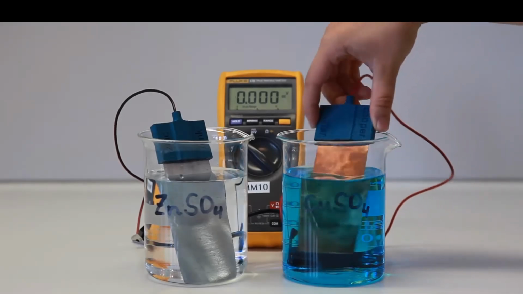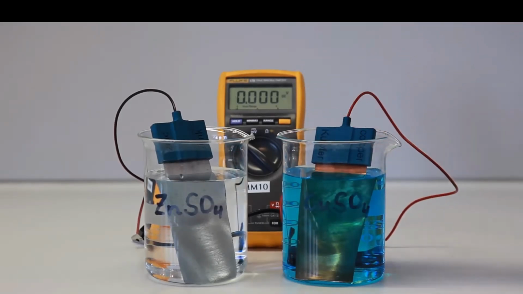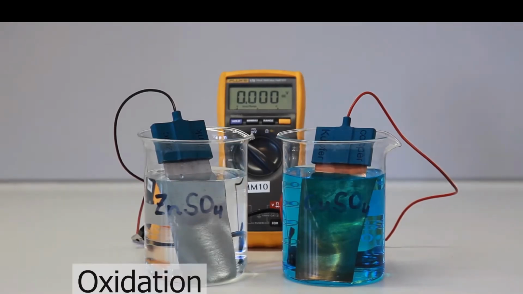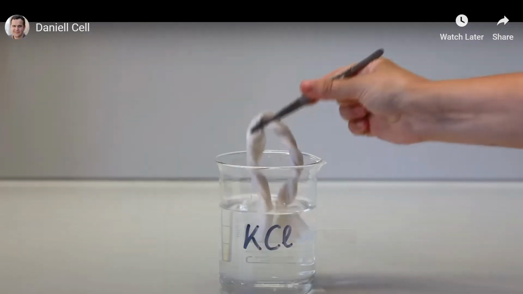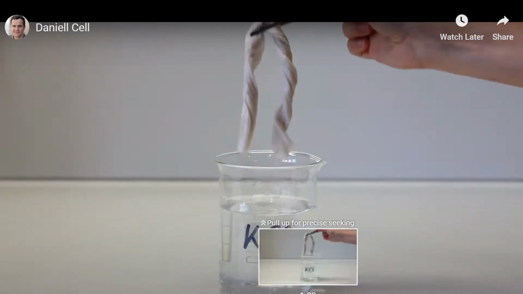Let's see what voltage we get. The zinc oxidizes. Zinc ions enter the solution, and electrons remain on the sheet. These electrons go down the wire to the copper. What does the voltmeter read? 0. Look, you know why it reads 0?